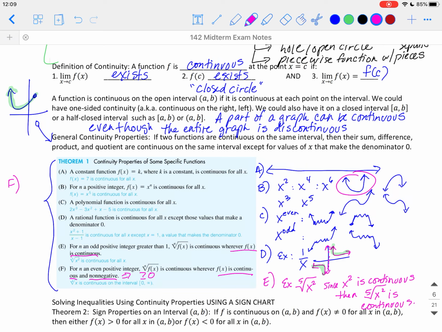So for example, if I have the square root of x, well, x has to be greater than or equal to 0. This is where it's going to be continuous. It's not even going to exist for negative numbers. Okay.